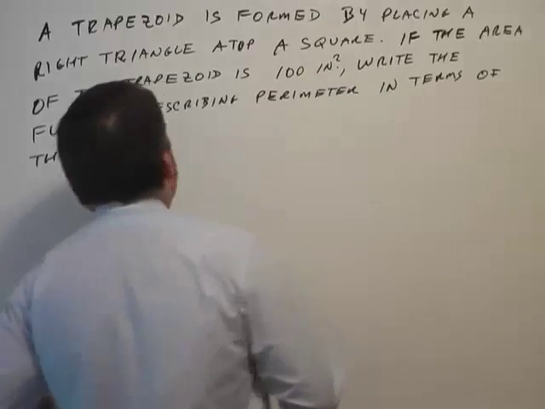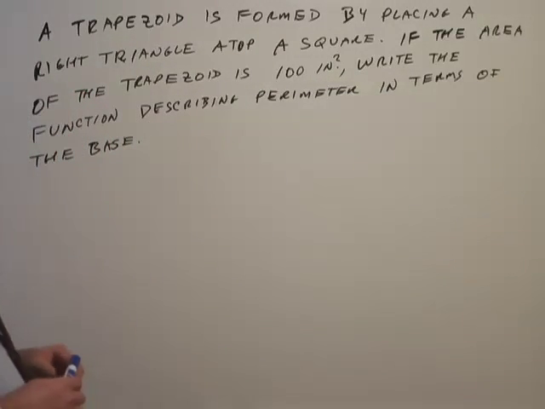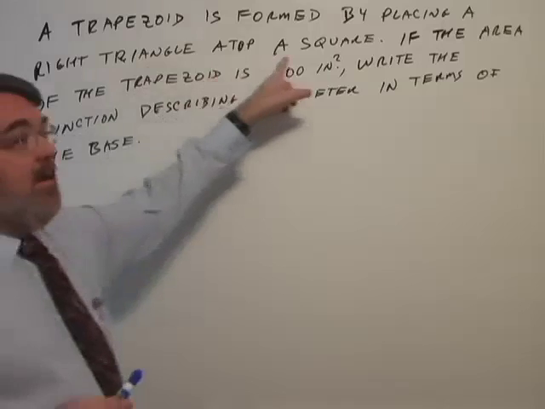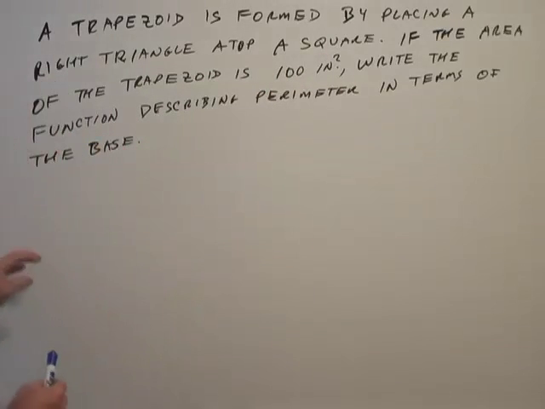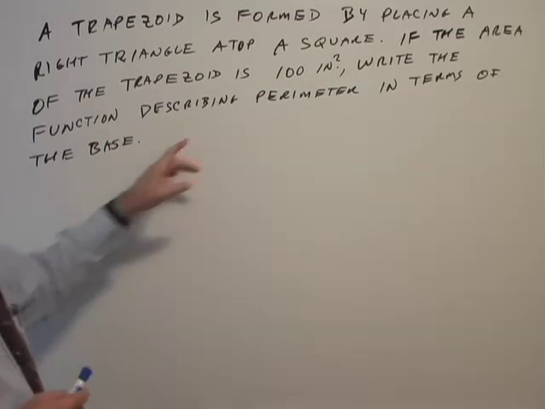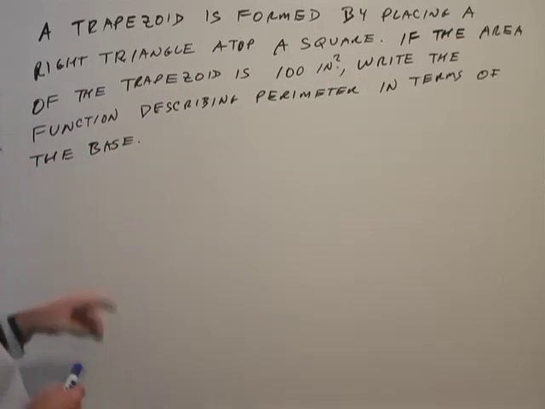Alright, I'm going to read the problem. A trapezoid is formed by placing a right triangle atop a square. If the area of the trapezoid is 100 square inches, write the function describing perimeter in terms of the base.